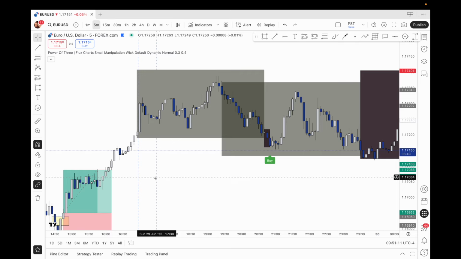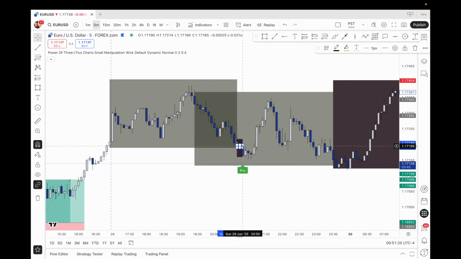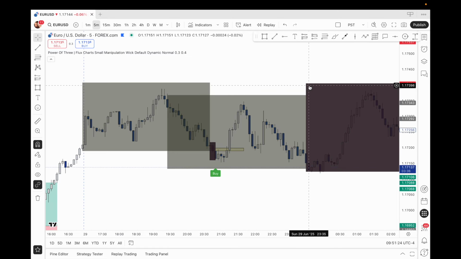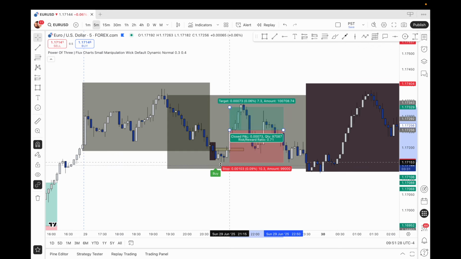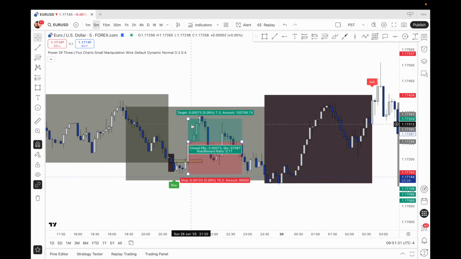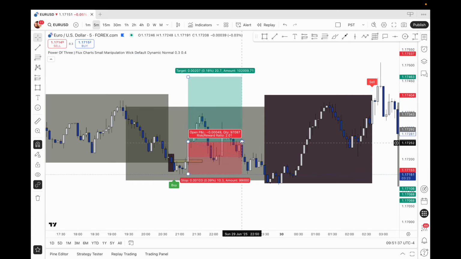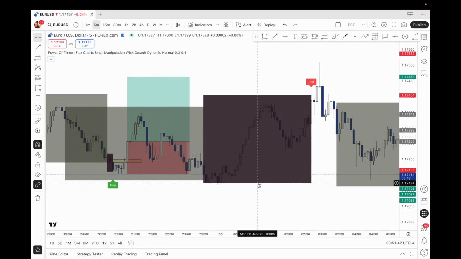Let's see what happens here. We have accumulation, manipulation, and then our last inverse fair value gap is this one right over there. There we go. We had our closure right over there. You put your stops at the lows and you target a 1 or 2. As you can see, this one clearly got stopped out, so this is a losing trade.